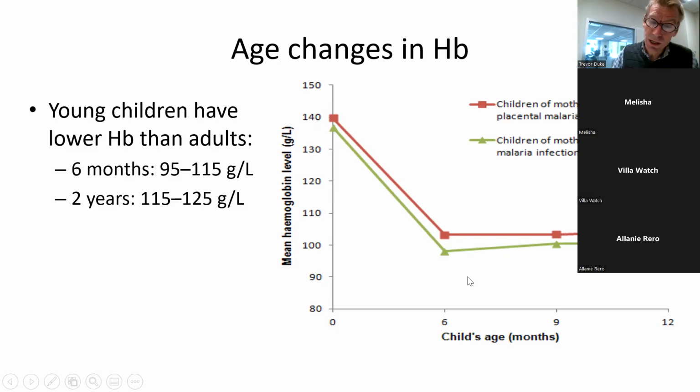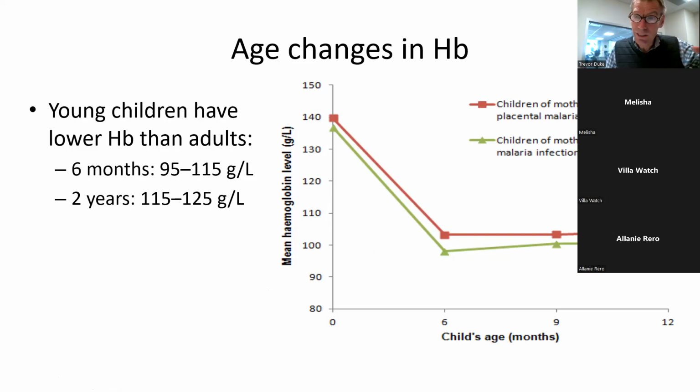And then it falls, and this is a normal fall, up until about 6 to 8 months of age, where it reaches what they call the nadir, which is the lowest point, and that's around about 95 to 115 grams per litre. And then by 1 to 2 years, it's back up to 115 to 125.